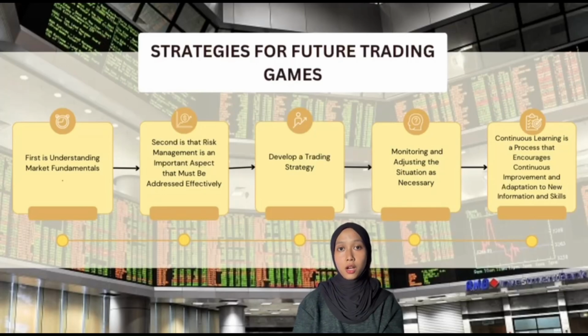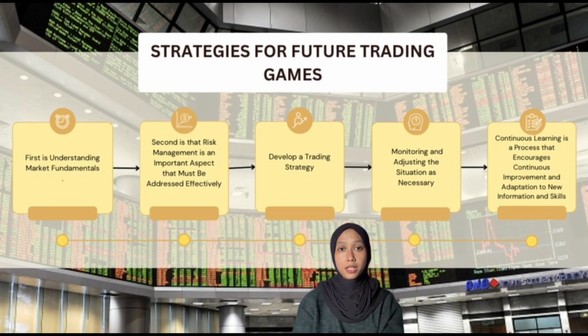Okay, next, strategies for future trading games. Firstly is understanding the market and fundamentals. Understanding the fundamentals of the futures market is essential for getting value. Identify underlying assets such as currency pairs, commodities, and interest rates, and consider different factors such as geography, supply and demand, and the economy.